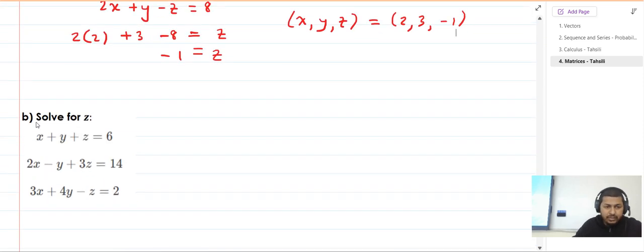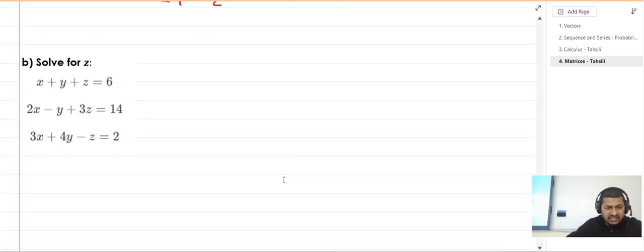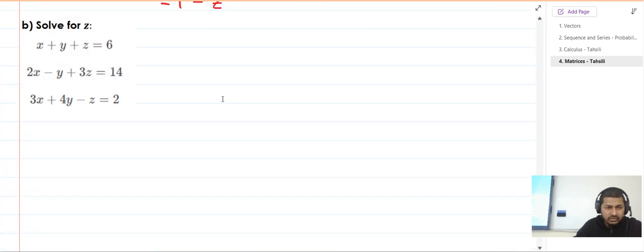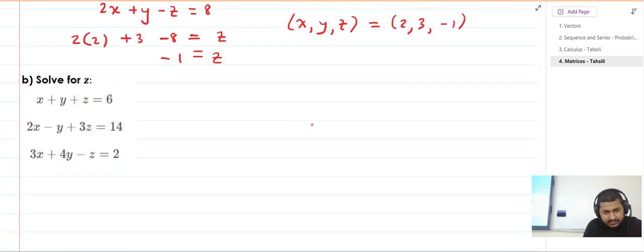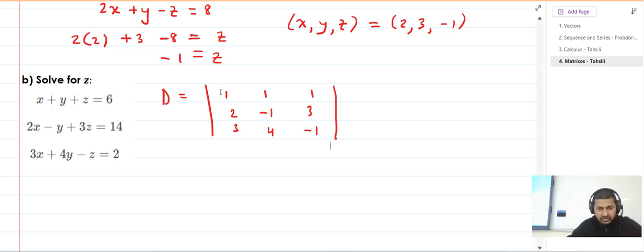Now look at part B. I only want to solve for z here. To solve for z, very simple. You're going to find d first. You're going to find the main determinant, 1, 2, 3. Then you're going to go 1, -1, 4. 1, 3, -1. Right? And copy the first two columns on the outside. Just copy it here.